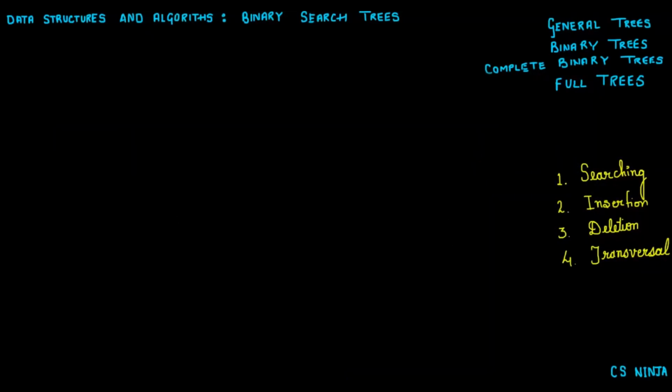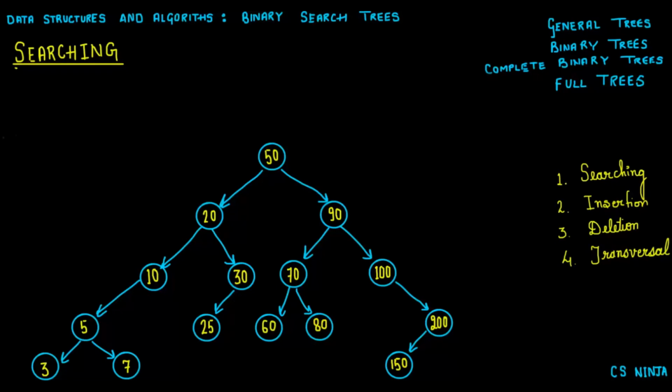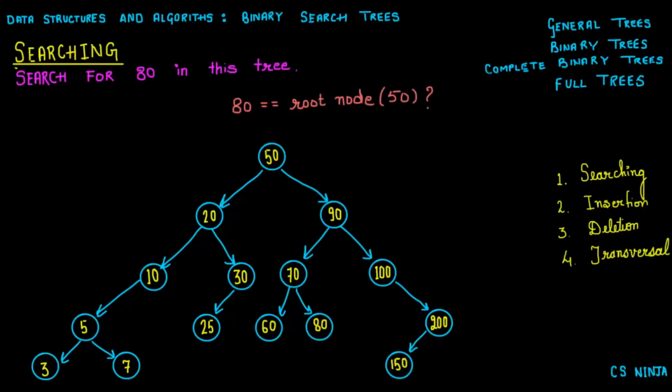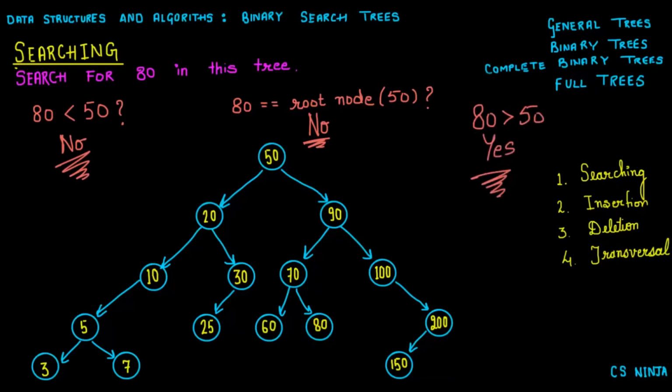So let's start by searching in a binary search tree. Here is an example of a BST, and we have to search for an element in this tree. Say we have to search for 80 in this tree. So we start at the root node and we compare the value of the root node with 80. Is 80 equal to the root node? And the answer is no, the root node isn't equal to 80. Then we check whether 80 is less than the root node. No, the root node isn't less than 80. Then we check whether 80 is greater than the root node, and here the answer is yes.